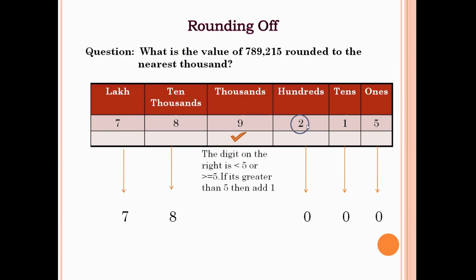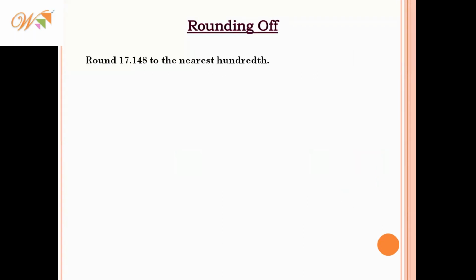So, 9 will not get anything, right? 9 will come as it is. So 7,89,250 when rounded off to the nearest 1000 will become 7,89,000. Fine. Now let's say we have to round off a number that is in decimals.